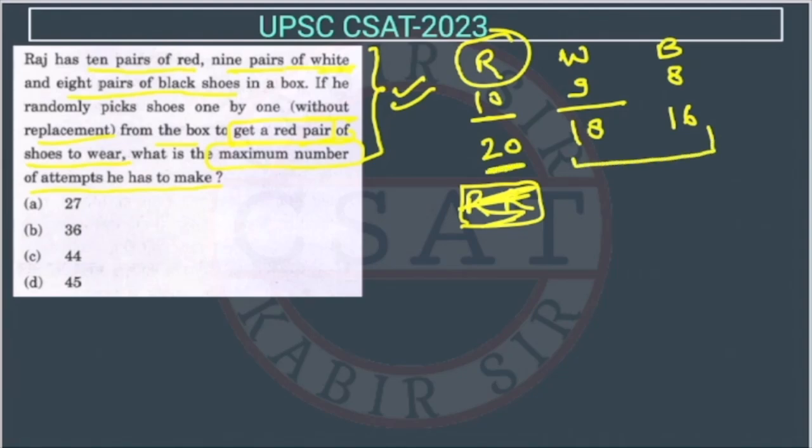So how many attempts will he make in this? So this will be 18 plus 16, right. So this will be 8 plus 6, 14, so this is 34. So the 34 attempts he is not getting a red, right.